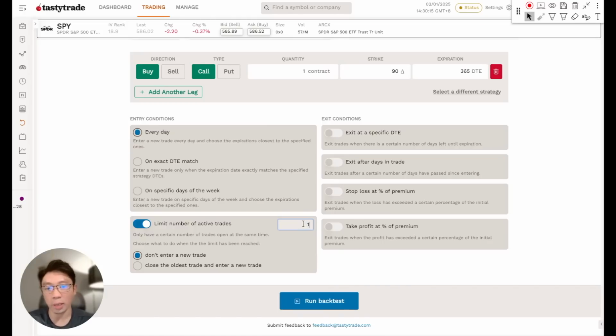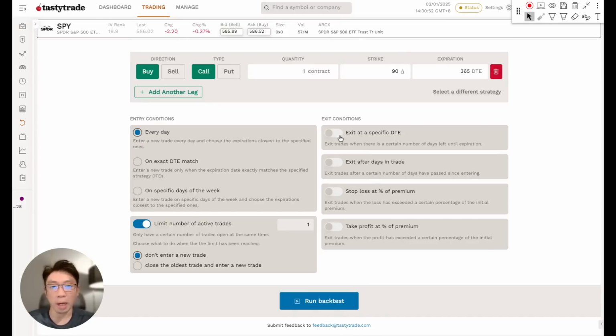So if I put 1, it just means that it's only going to have one position on at any one time. And over here, there's the option as well to choose what to do when the limit has been reached. Basically, I'll just say don't enter a new trade. If you say close the oldest trade and enter a new trade, I think what it will do is, on the day itself, it will enter a trade. But tomorrow, when the next day comes, it's going to close the existing trade and open a new trade, which is not what we want. We want to just hold on to this one trade since it's going to be a leap trading strategy. So, don't enter a new trade.